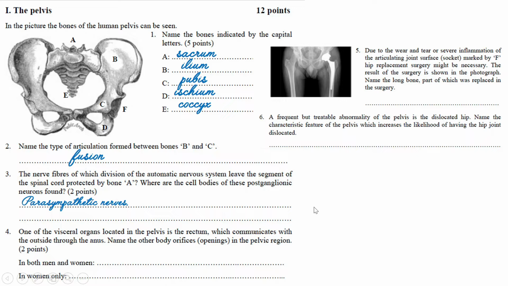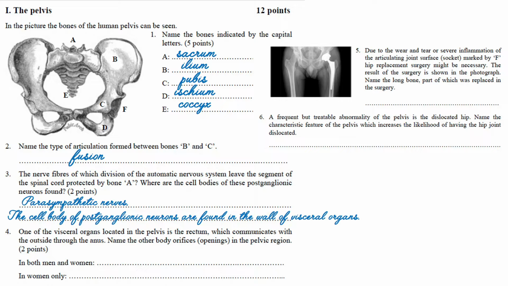And to answer the second question, which is about the location of the ganglia, we know that the sympathetic nervous system ganglia can be found closer to the spinal cord. While the parasympathetic nervous system ganglia will be closer to the target organs. So the next answer will be the following. The cell body of postganglionic neurons are found in the wall of visceral organs.